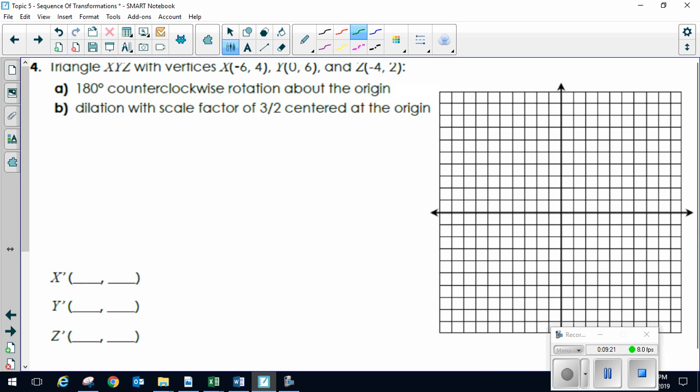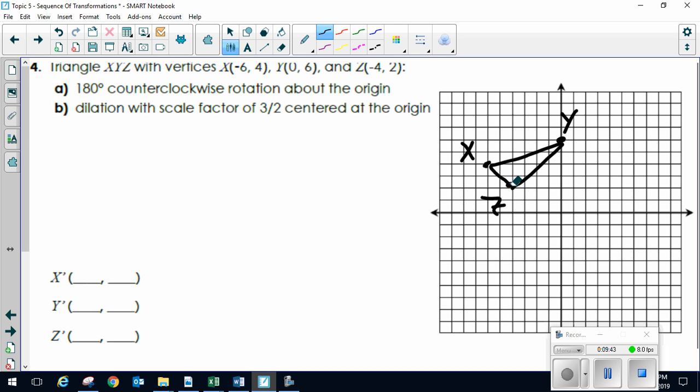So again, they give me X is at negative 6, 1, 2, 3, 4, 5, 6, and positive 4, 1, 2, 3, 4. So here's my X. Y is at 0, 6, 1, 2, 3, 4, 5, 6. And Z is at negative 4, 1, 2, 3, 4, 1, 2. So here's my triangle.